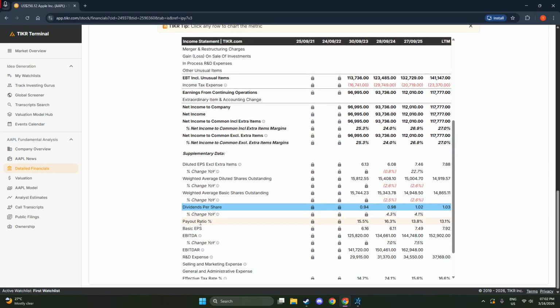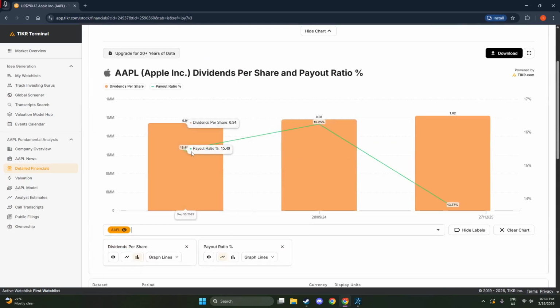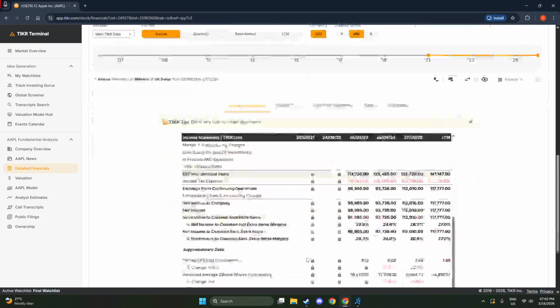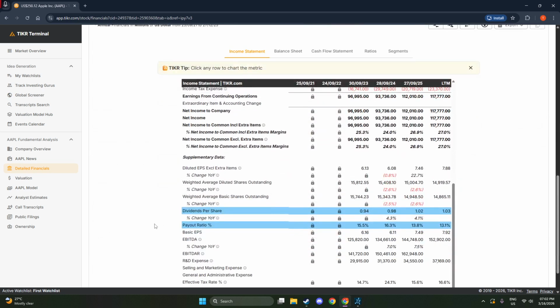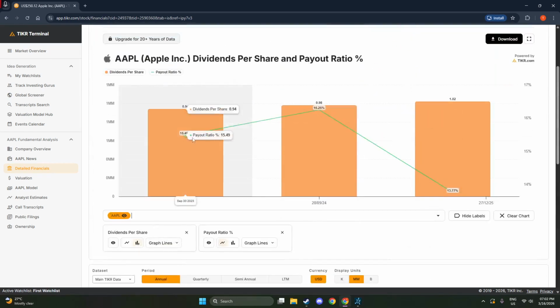Just below or nearby, you'll see the payout ratio. This is the percentage of earnings paid out as dividends. As a rule of thumb, a lower, stable payout ratio suggests room for dividend maintenance or growth, while a very high ratio can be a warning that the dividend may be harder to sustain if earnings slow. Remember, this figure can swing more in cyclical industries, so look at several years, not just one.